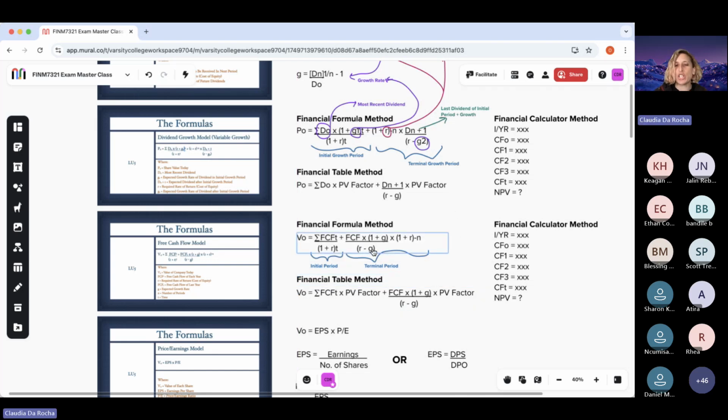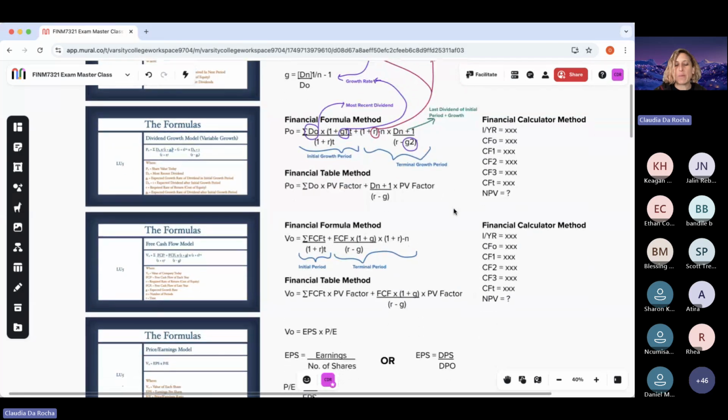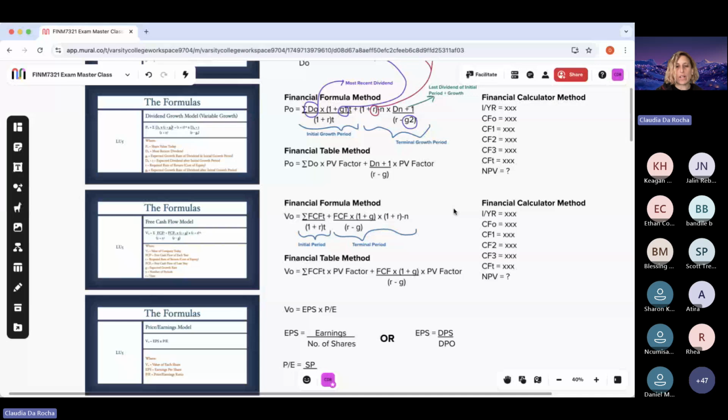Okay, and again, we've got G for growth, R for required rate of return, similar to what we had before. With the financial table method, we calculate the free cash flow for each year times the present value factor, and then we have the terminal free cash flow. Very similar to what we do with our dividend: the free cash flow plus growth divided by R minus G, times the present value factor.